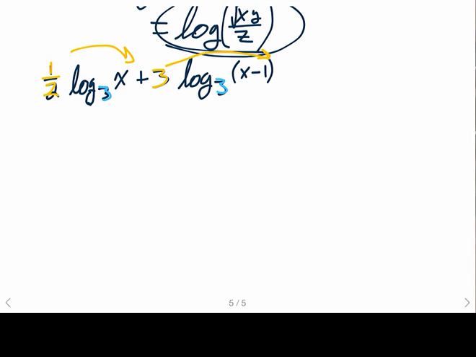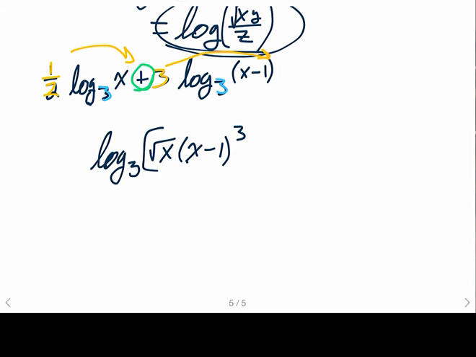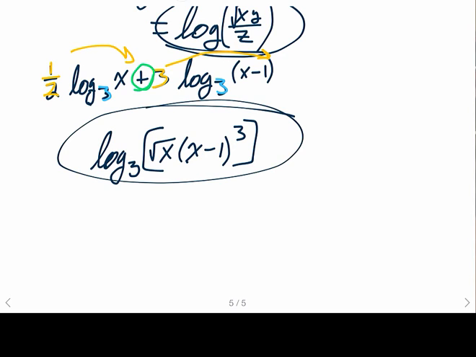And then I notice that we have a plus, and so this is going to become a product inside of the log. So I'm going to write this down as log base 3 of the square root of x times the quantity of x minus 1 cubed. You may see this with a bracket in the argument. Probably good form to use it, though since it's only one term, I would say not essential. And there we are. We now turn our attention to the change of base formula.